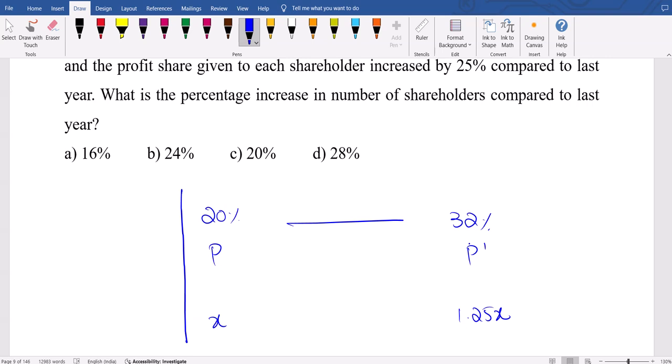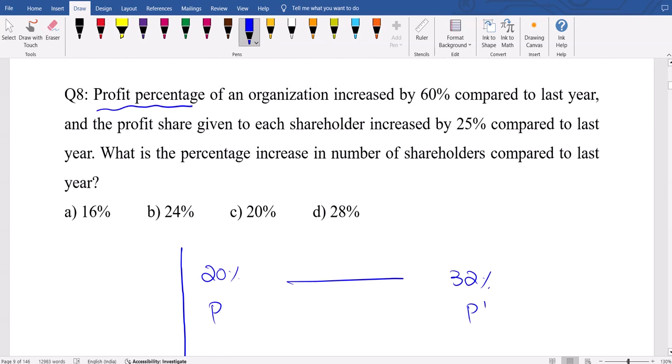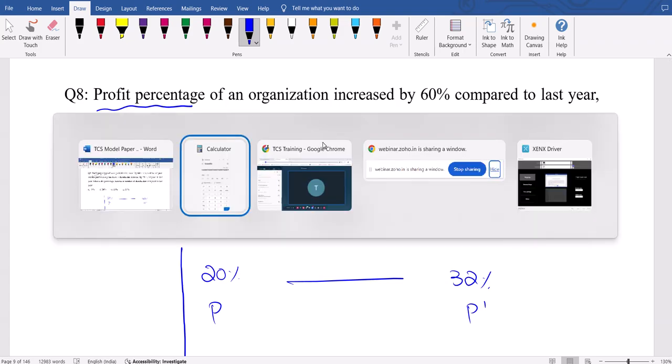Previously X with 20% profit, now 32% profit should be 1 point. So my question is here number of shareholders. Okay, number of shareholders previously maybe Y, now it is Y dash. So I think there must be some extra data. Let me check this later because some extra data seems to be required.